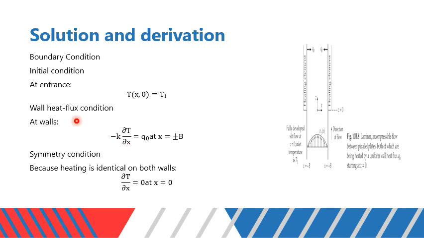and at walls, heat flux, which is plus at x equals to plus minus b, minus k dT/dx, will be the same, equal to q naught, because of symmetrical condition. And as heating is the same in both walls, dT/dx equals 0 at x equals 0, because here we can see q naught will cancel each other.